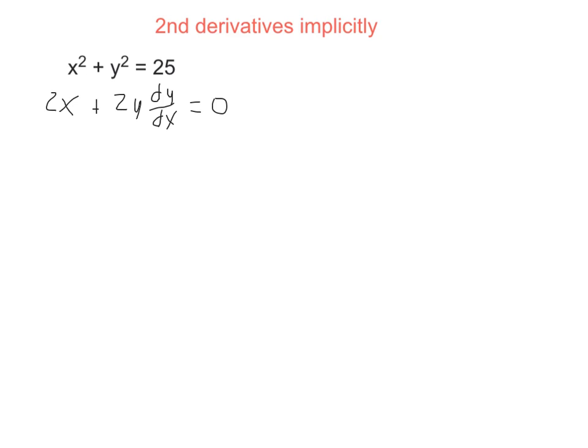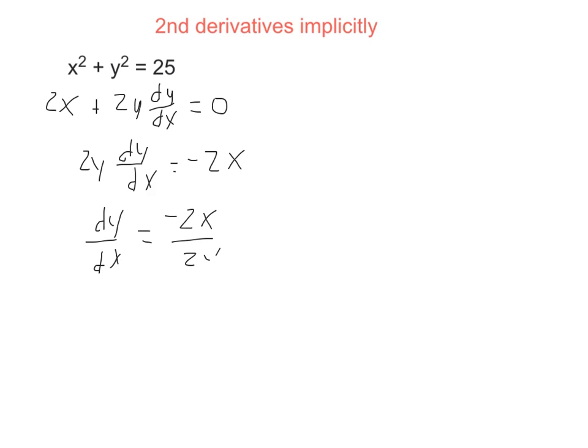And so now we want to solve for what is dy dx equal, and of course that means 2y dy dx will equal negative 2x, and so the derivative of y with respect to x will be equal to negative 2x over 2y, and when we clean that up, that means that that first derivative is simply the opposite of x divided by y. Okay? On the next slide, we'll start taking the second derivative.